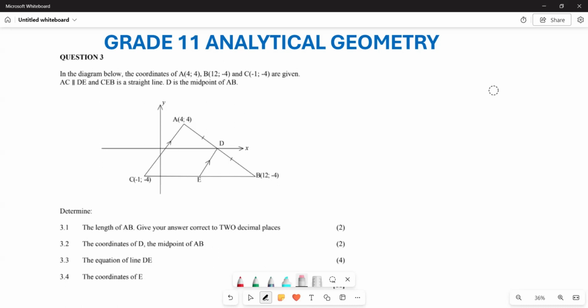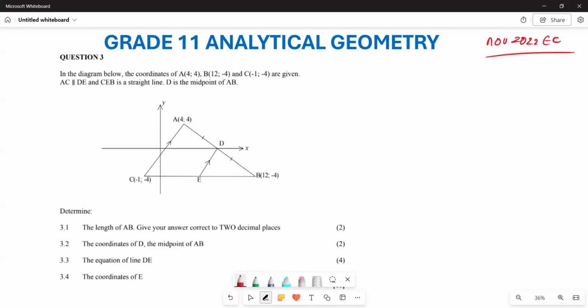What I want us to do now is we are still understanding our analytical geometry, right? So this was a question from November 2022 from the Eastern Cape province. Now let's see how we can tackle these types of questions. So we are still looking at our analytical geometry.